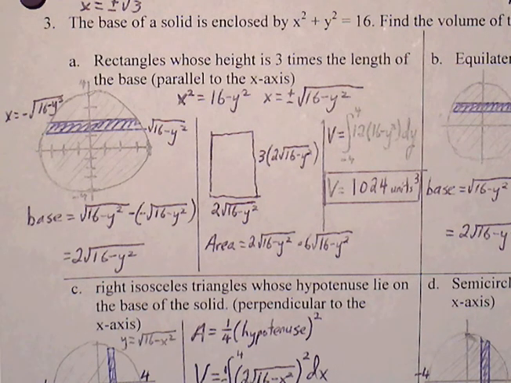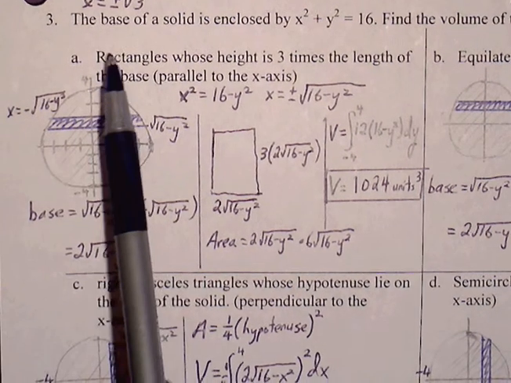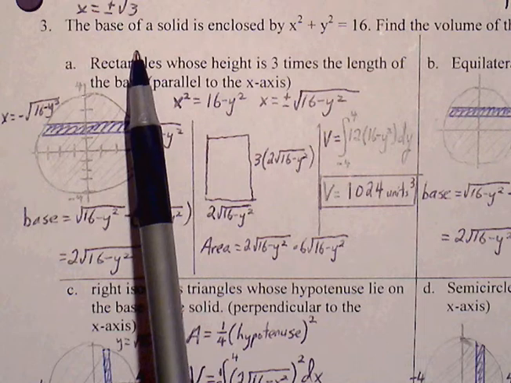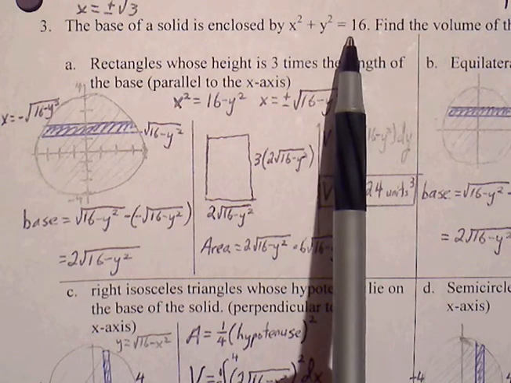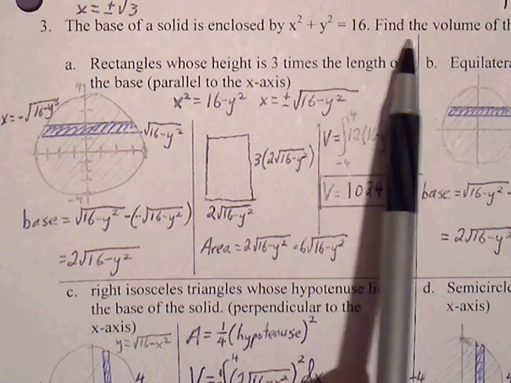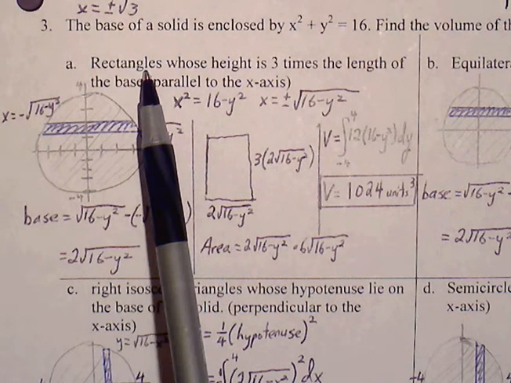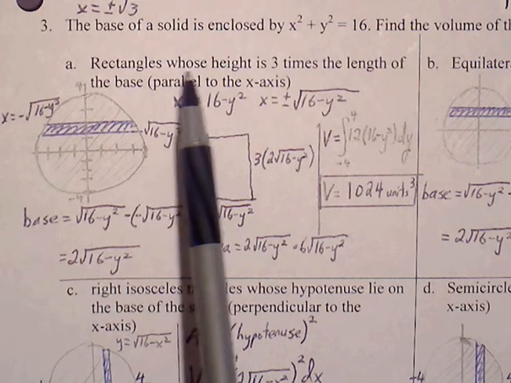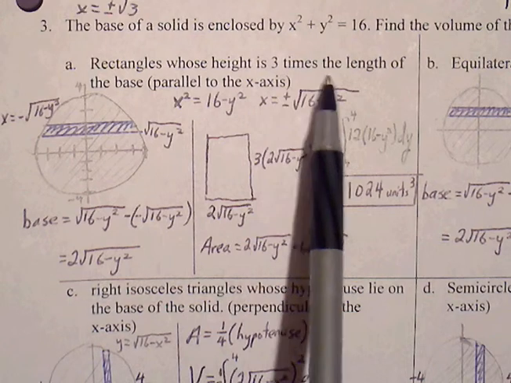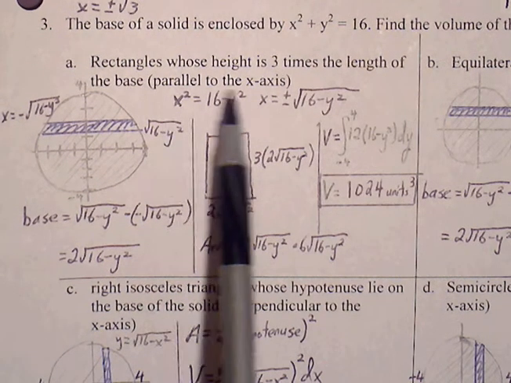Hey, let's continue with the morning quiz review for 7.2. Number 3, the base of a solid is enclosed by x squared plus y squared is equal to 16. We have a circle with a radius of 4. Find the volume of the solid. And for part A, we're going to be doing cross sections, rectangles whose height is 3 times the length of the base.